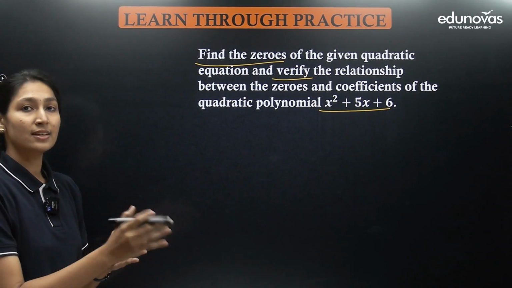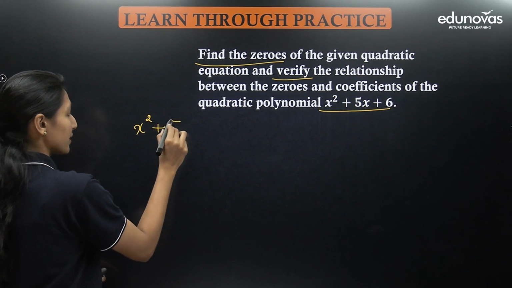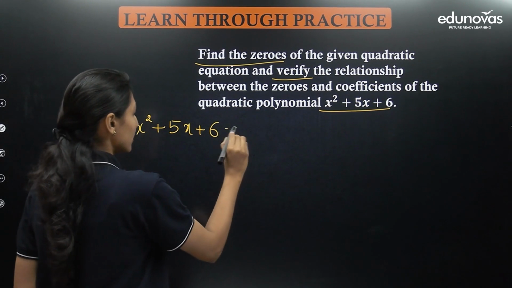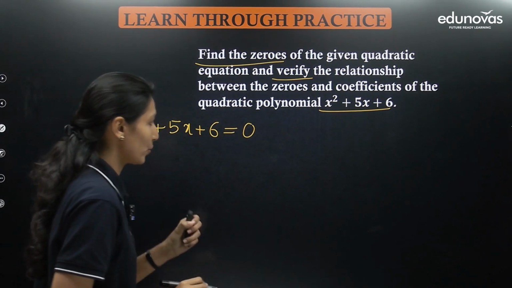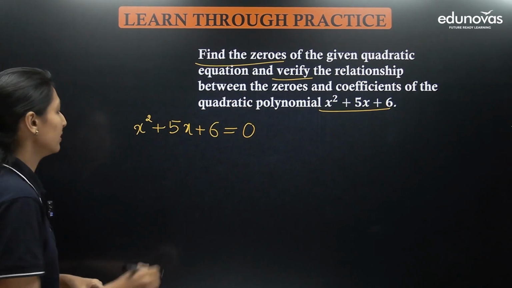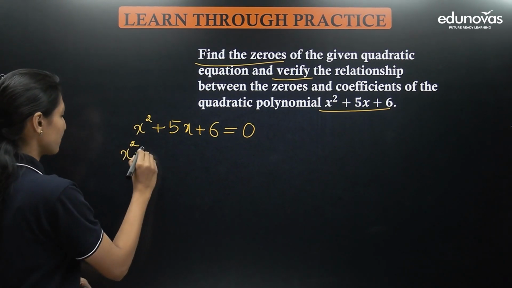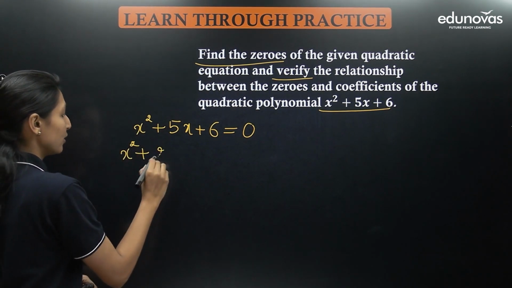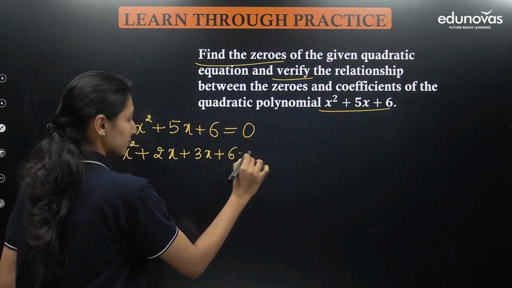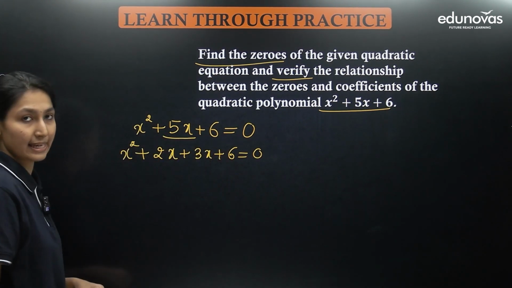First, let's find the zeros for this. So how do we find zeros of a quadratic polynomial? We equate the polynomial to 0. Then we factorize it, isn't it? Let's factorize by splitting the middle term. So I split the middle term 5x as 2x plus 3x. See, 5x has been written as 2x plus 3x.